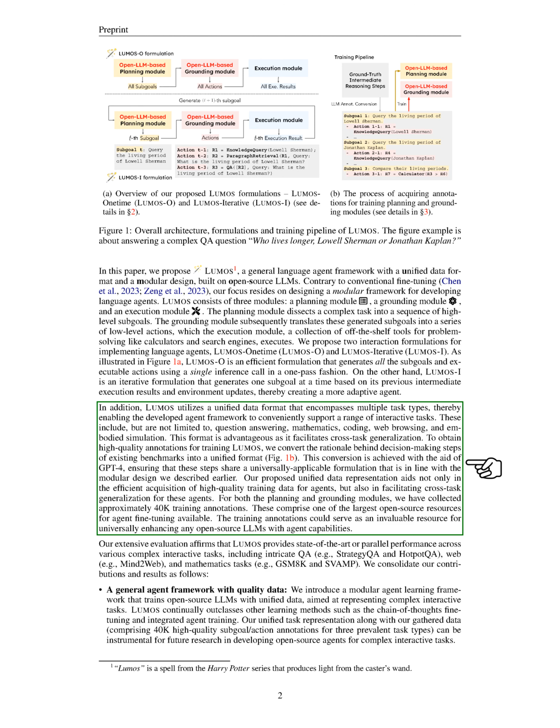To train LUMOS, we've converted the decision-making steps of existing benchmarks into this unified format with the help of GPT-4. This not only helps us gather high-quality training data but also facilitates cross-task generalization. We've collected about 40,000 training annotations for the planning and grounding modules, making it one of the largest open-source resources for fine-tuning agents. These annotations can be used to enhance any open-source large language models with agent capabilities.